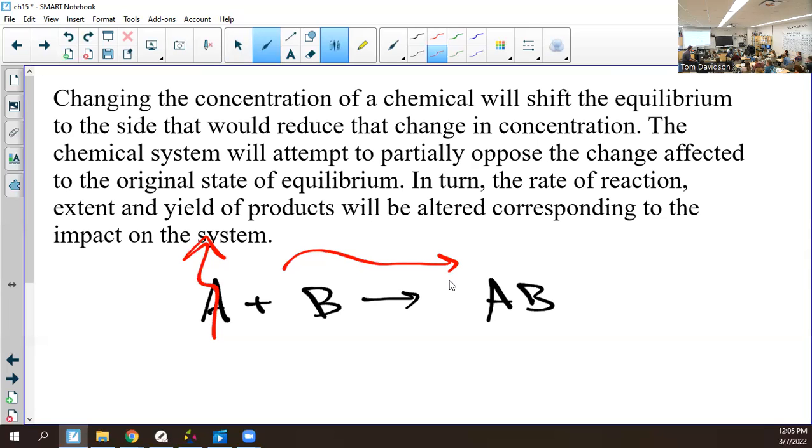Fair enough? If I add, I always move away or to the other side. So if I add reactants, I make more products. If I remove or take away AB, then A and B want to combine to make more AB. There's more space to put AB. So if I take away, I stay on the same side. If I remove a product, I will make more product.